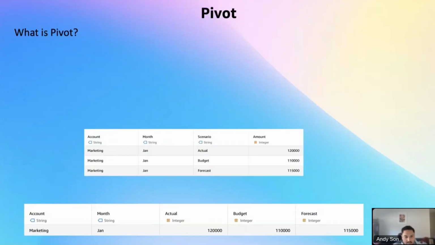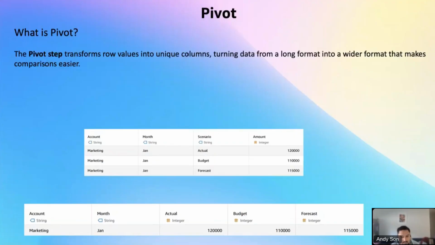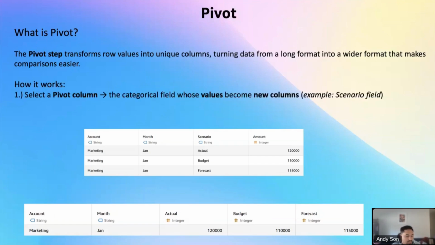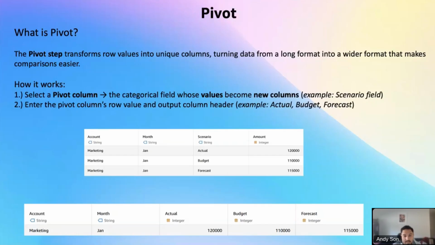All right, so I will be covering the pivot transformation step in the new data prep experience. Let's first talk about what is a pivot, right? So it's exactly as the name implies. You are pivoting your table, turning it so that it's able to be easily comparable, right? So the pivot step transforms your row values into unique columns so that you're able to turn your data from a longer format into a wider format.